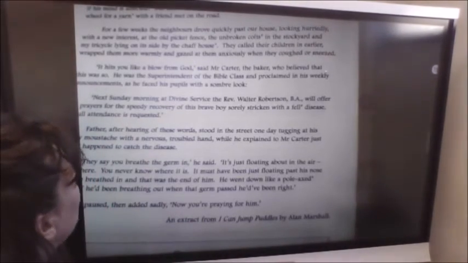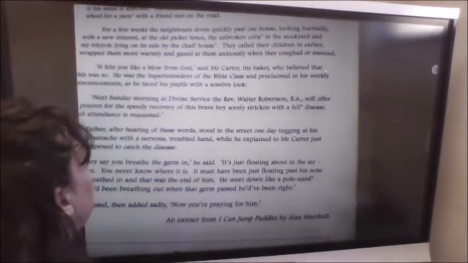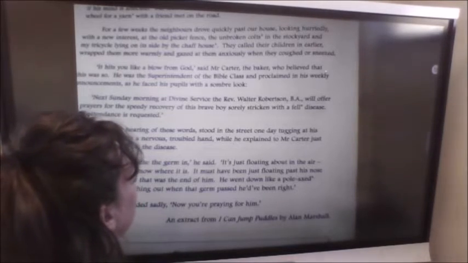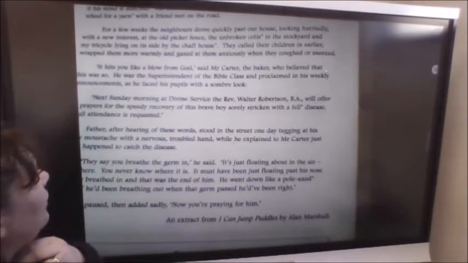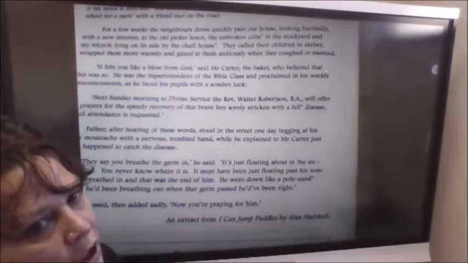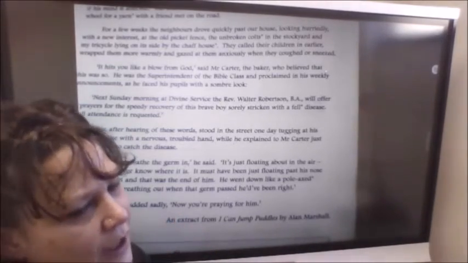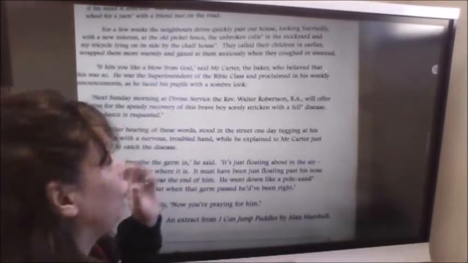as well. So it hits you like a blow from God, said Mr. Carter the baker, who believed that this was so. He was the superintendent of the Bible class and proclaimed in his weekly announcements, so we looked at the word proclaimed, as he faced his pupils with a sombre look. So he is running Bible class, and you get the impression that he thinks he knows everything about this disease. Okay, and perhaps he doesn't.